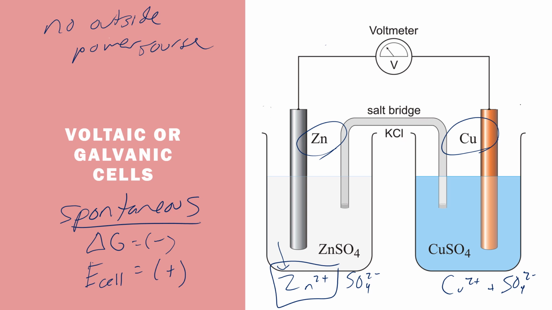Sometimes, instead of seeing a salt bridge like this, you'll see that the containers are just butted up against each other like this, and we'll have some kind of porous barrier between the two. So the ions can travel across that porous barrier without the need of a specific salt bridge. So don't be alarmed if your image doesn't look exactly like this, right?